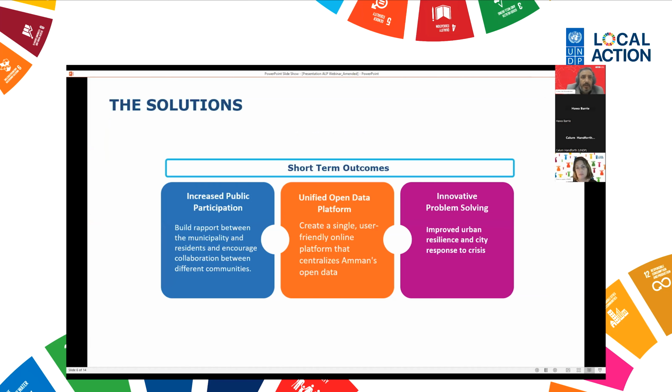We think we have two kinds of outcomes. One of the short-term outcomes is to increase public participation by building trust between the municipality and the residents, and to encourage collaboration between different communities. And we have a unified open data platform and innovative problem solving. This is about our short-term outcomes.